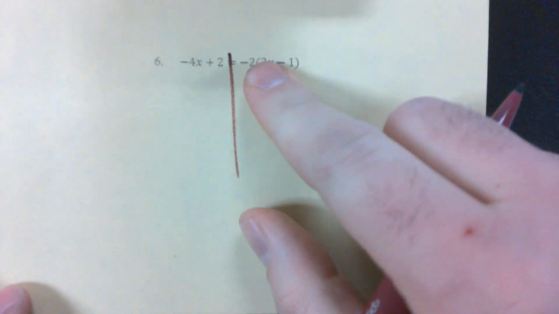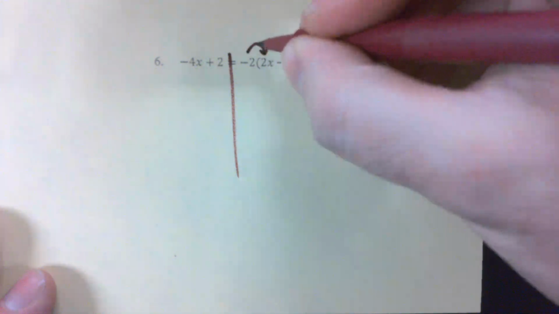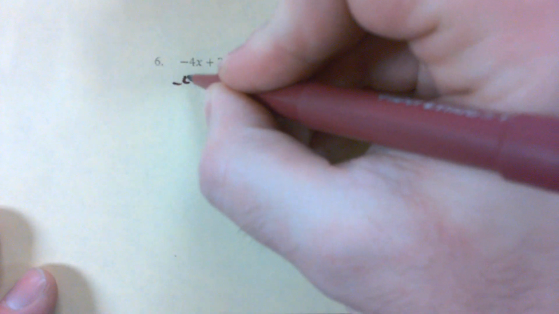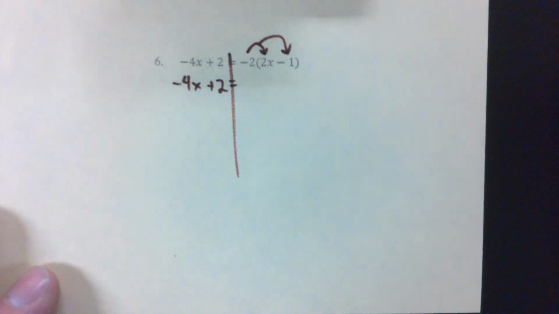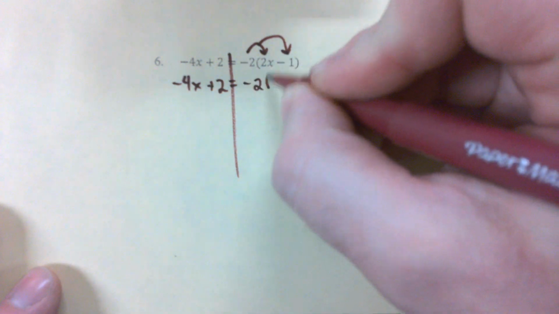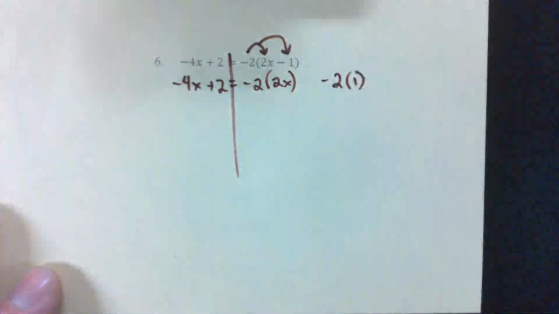First thing we do, I see those parentheses. Immediately my brain tells me I need to distribute that negative 2. So we're going to keep our left side the same, but now we've got negative 2 times 2x, and we've got negative 2 times 1.